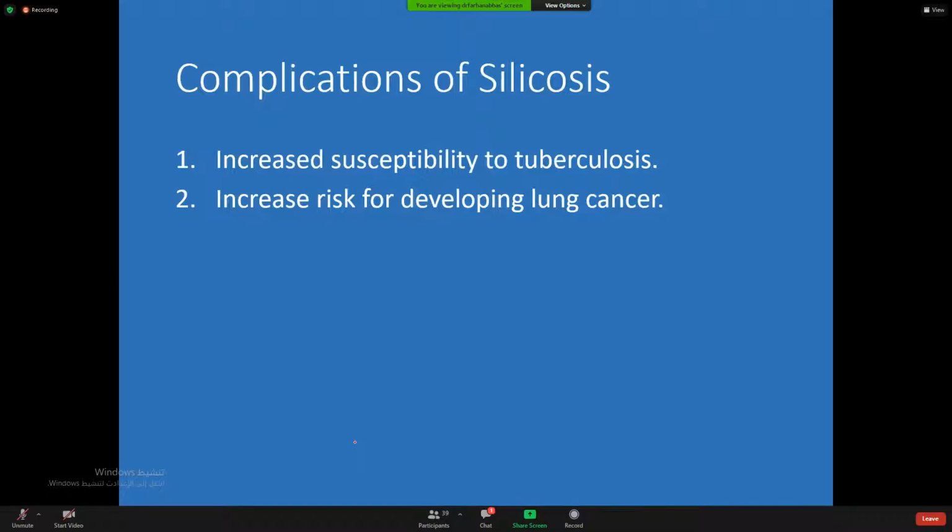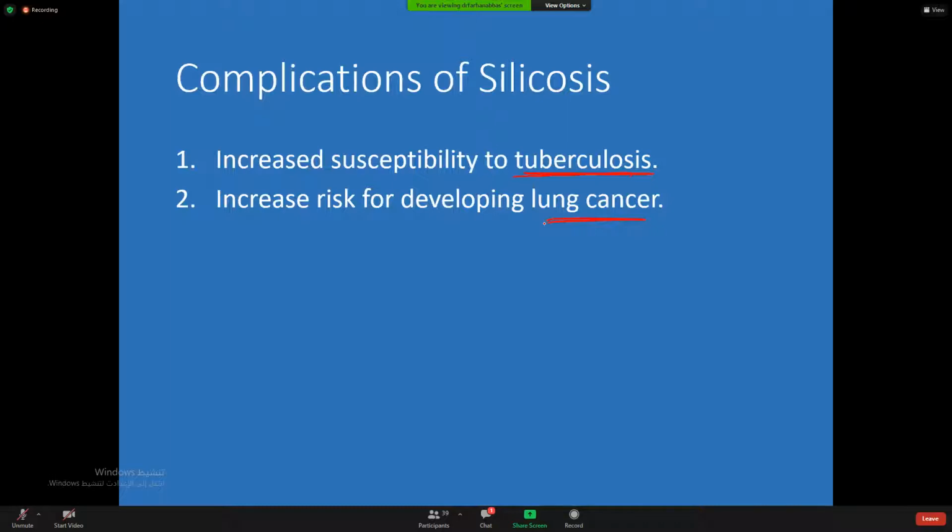Okay. Now, this is an important slide about the complications of silicosis. In coal worker's pneumoconiosis, I told you that there is no increased incidence of tuberculosis or lung cancer. But in silicosis, there is very much increased susceptibility to tuberculosis as well as lung cancer. And it is said that silica has some important interaction with the killing effect of the mycobacteria.